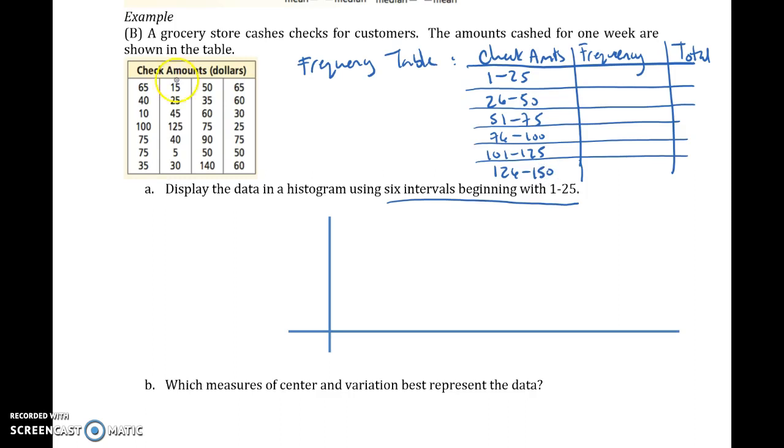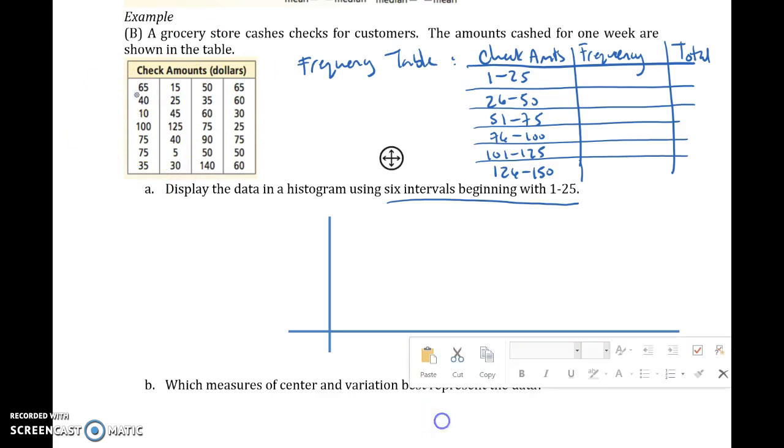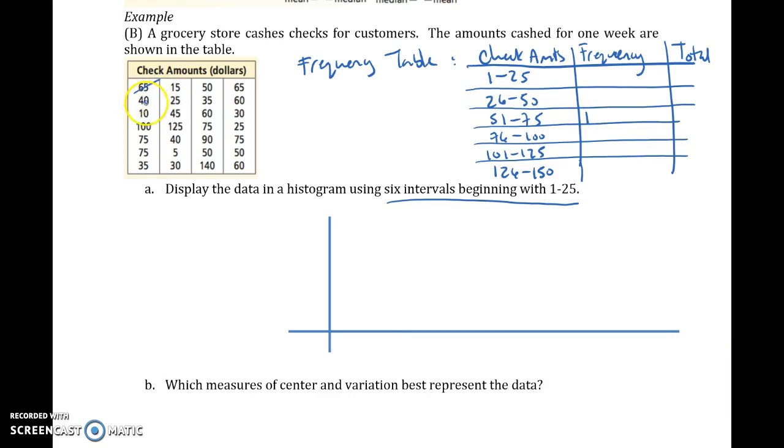And then what you want to do is tally up what we have here. So I might start with 65. Where does 65 go? It goes here in the 51 to 75. 40, where does that one go? 26 to 50. 10, 1 to 25. 100, 76 to 100. 75, 51 to 75. And I think you guys get the point. So go ahead and finish tallying that up and let's see what we get.